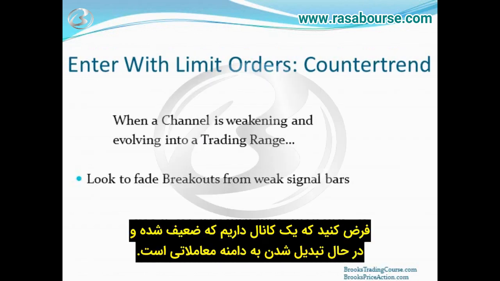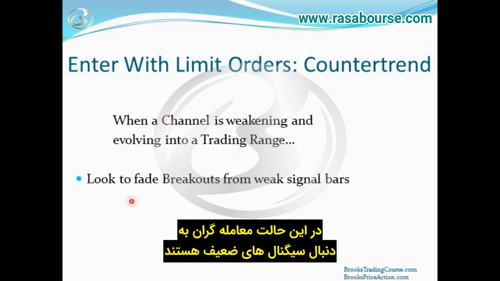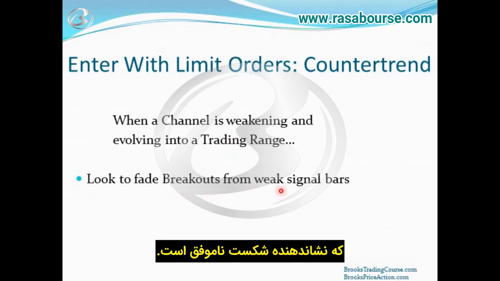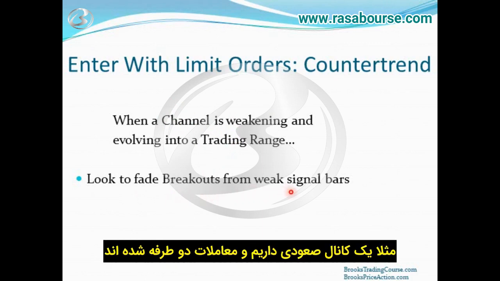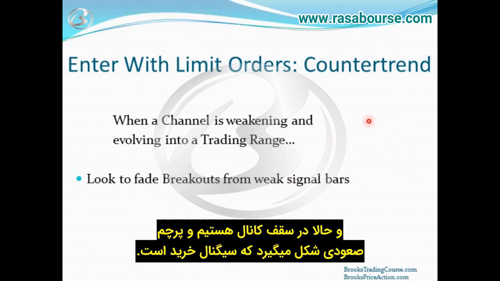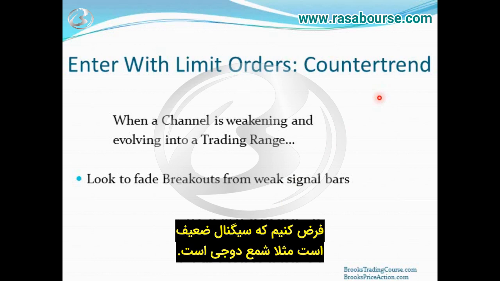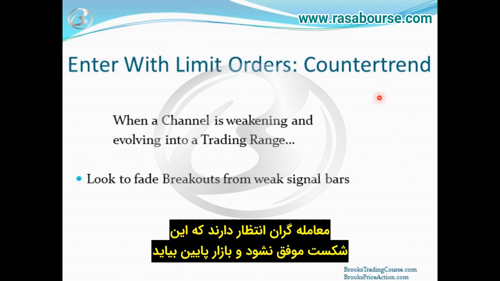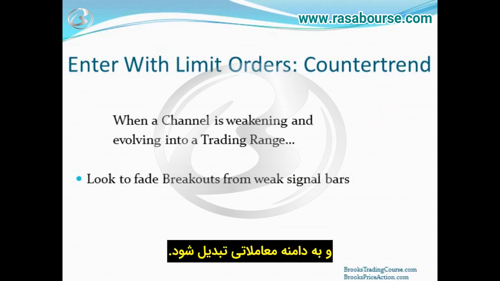Okay, let's say you have a channel and it's beginning to weaken and turn into a trading range. Traders are going to look to fade breakouts from weak signals. So if you have a bull channel that's starting to get a lot of two-sided trading and you're now near the top of the channel and there's a buy signal, a small bull flag, and it's weak, let's say a doji bar, traders will bet that it will fail and that the market will start to sell off and transition into a trading range.